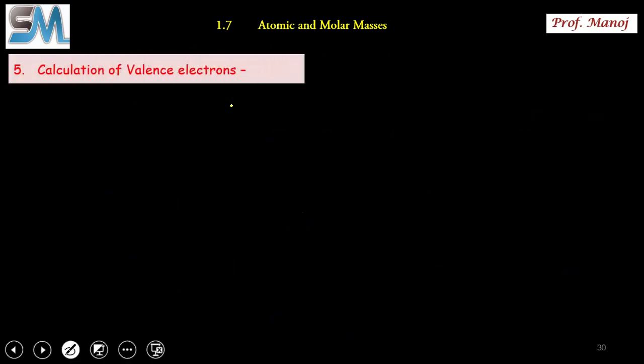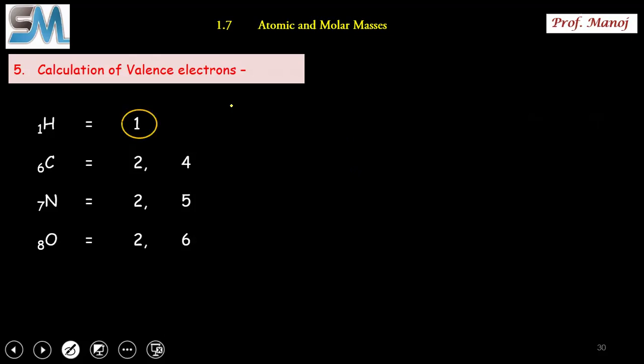Let us go ahead and take up one more concept, valence electrons. For valence electrons, they can give you an atom, and you can write its configuration. For example, hydrogen's configuration is 1, carbon is 2, 4, nitrogen 2, 5, oxygen 2, 6. So where are the valence electrons? Hydrogen has only one valence electron, while carbon has 4, nitrogen has 5, oxygen has 6.